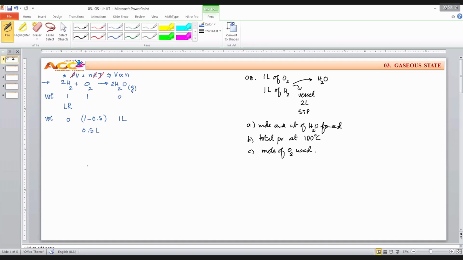Now, can you do the problem? Find the remaining moles and the weight of water formed. Come on, a bit. How to proceed? We got the volume of water as 1 liter, right? Volume of water formed is 1 liter, but it is in which case? Gas form, right? He's asking moles.